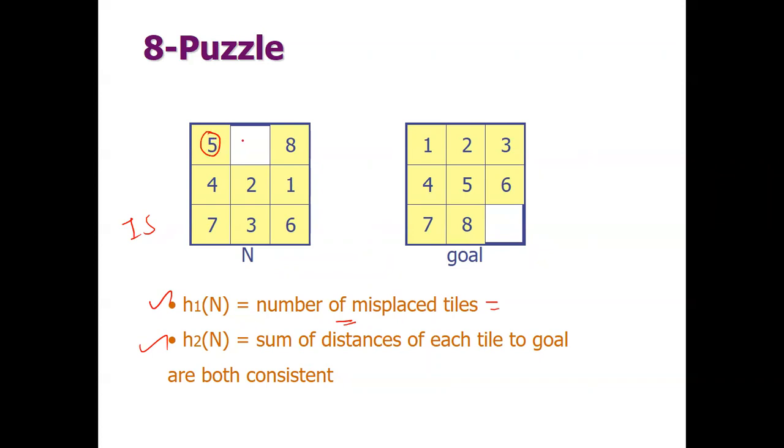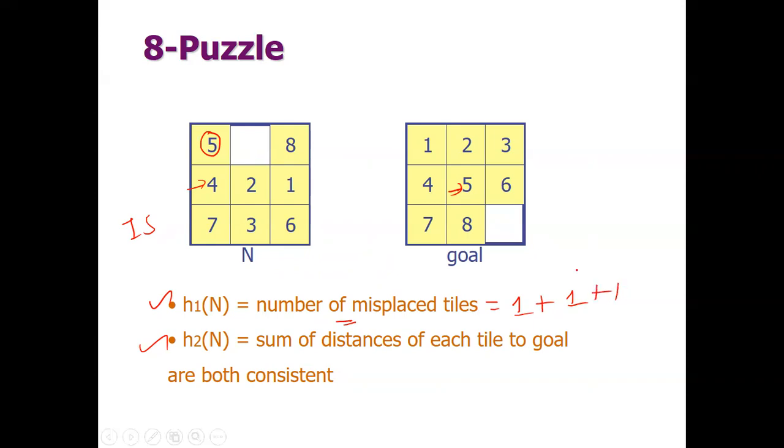Is 5 misplaced? Yes, 5 is misplaced. 5 is supposed to be here, but in the initial state it is here. So it is misplaced, so one tile, the fifth tile, is misplaced. So 1. Then you check whether 8 is misplaced. Yes, 8 is also misplaced. It is supposed to be here, whereas it is in some other position. Is 4 misplaced? No, 4 is not misplaced. It is in its correct position. Is 2 misplaced? Yes, 2 is supposed to be here, but it is here.